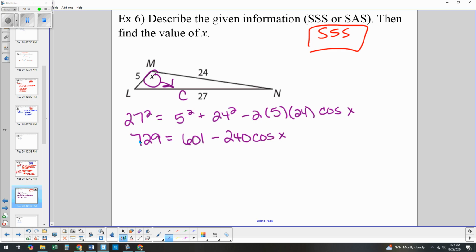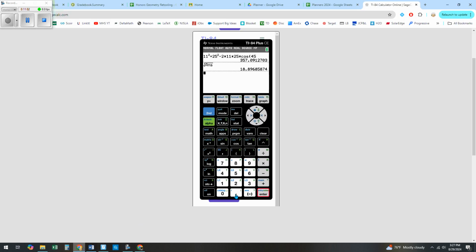I'm going to take away my 601, and I get 128 equals negative 240 cosine x. Divide, so I'm going to get 128 over negative 240 equals cosine x. And now I'm going to take the inverse cosine. Be careful because there is a negative sign here. It's best to use, see if I could show you, the negative sign. So we would be doing inverse cosine of 128 divided by negative 240. Do not use the minus sign, use the negative sign. And I get 122.23.